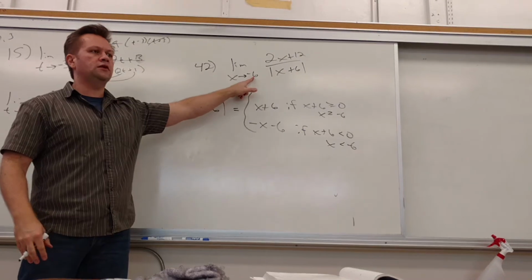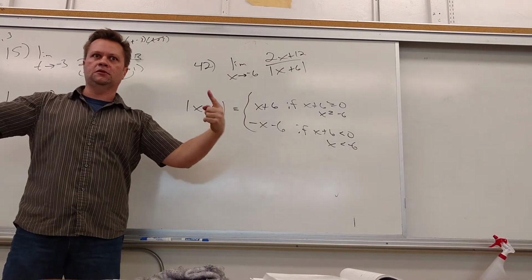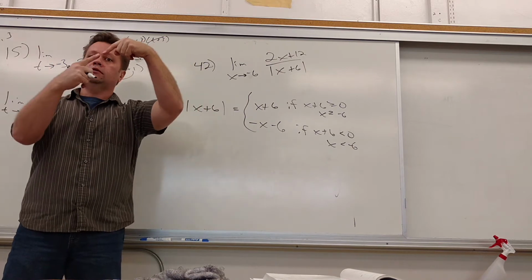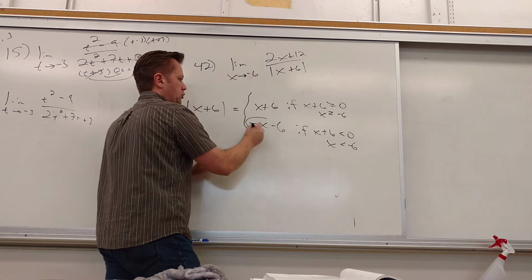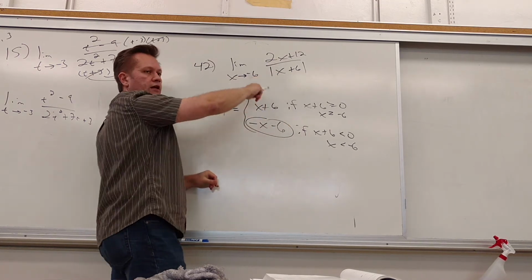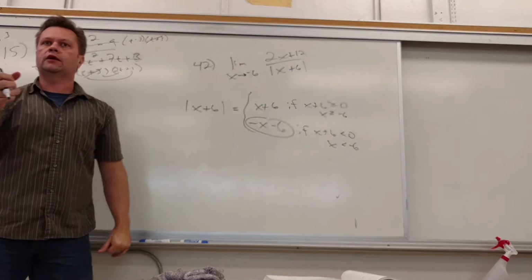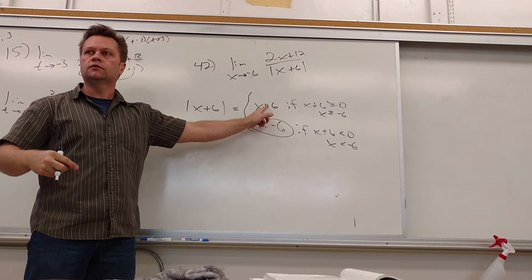In order for the limit to exist at negative 6, what must be true? They have to go to the same spot, right? The limit from both sides. So if you're coming from below, you would use this, because if you're coming from below negative 6, all of your inputs are negative now. So that's what you would put in place of here. If you're coming from above, you would use this.